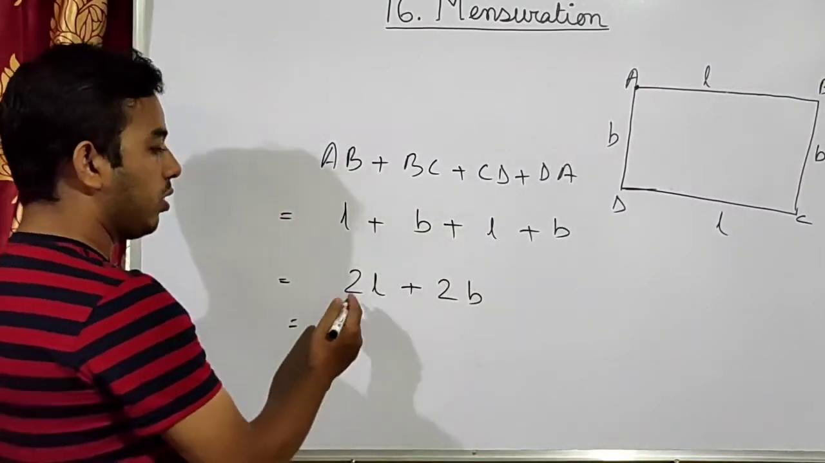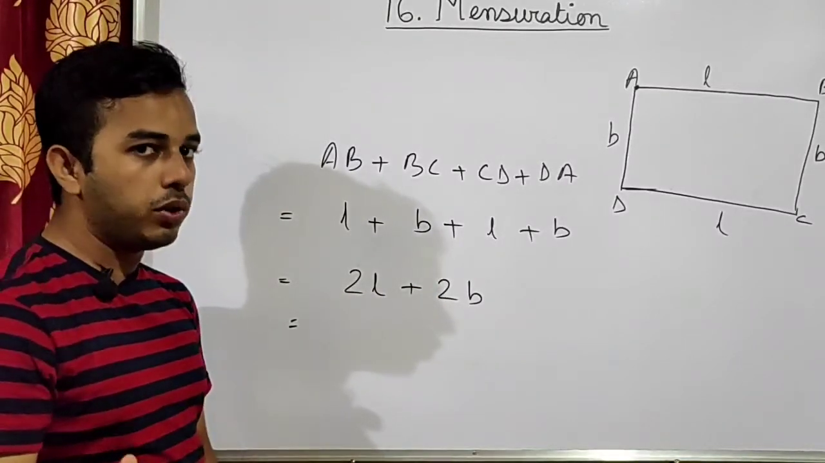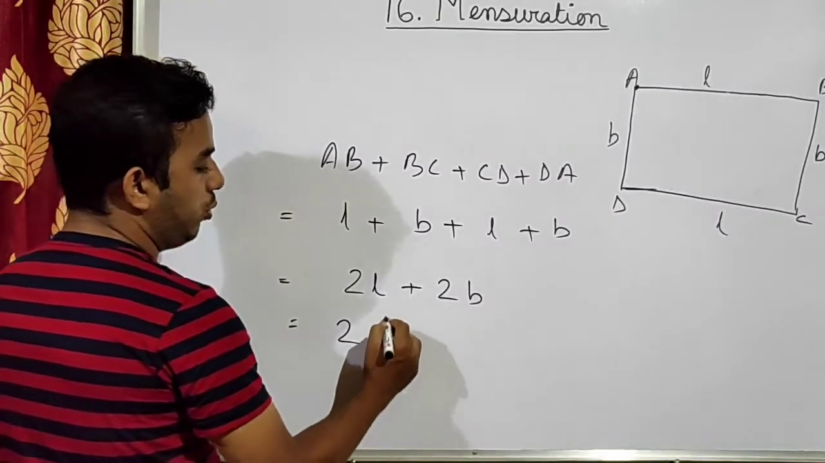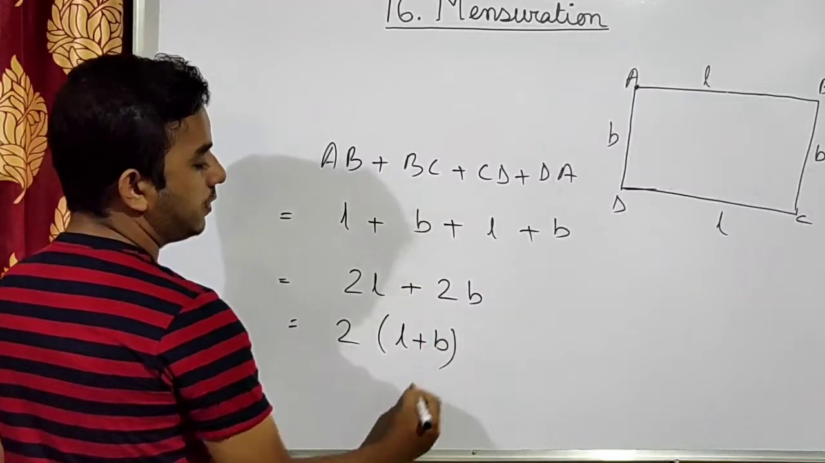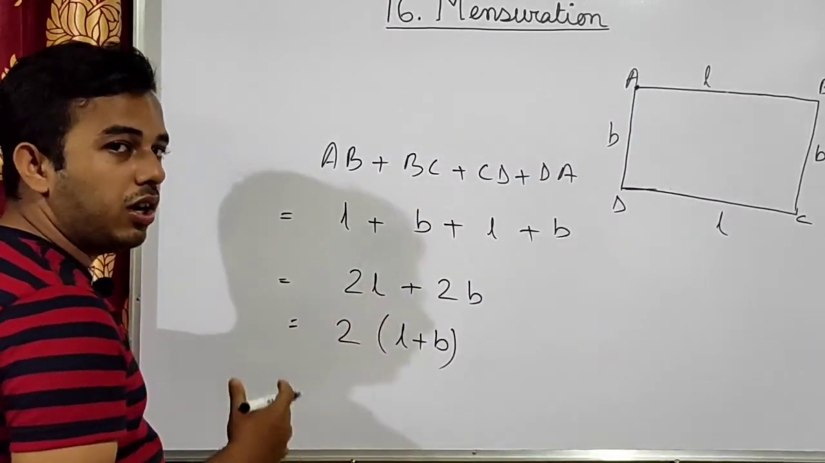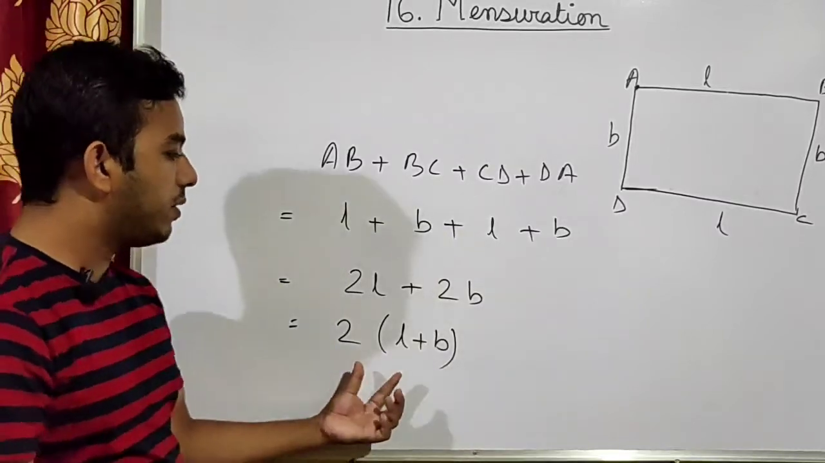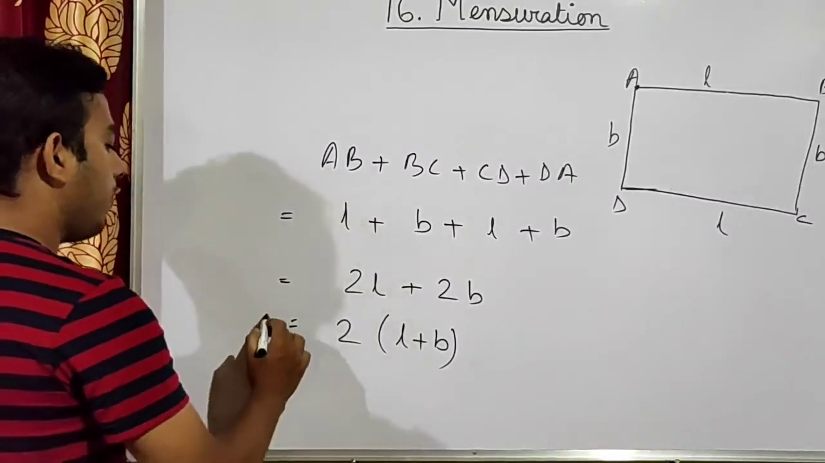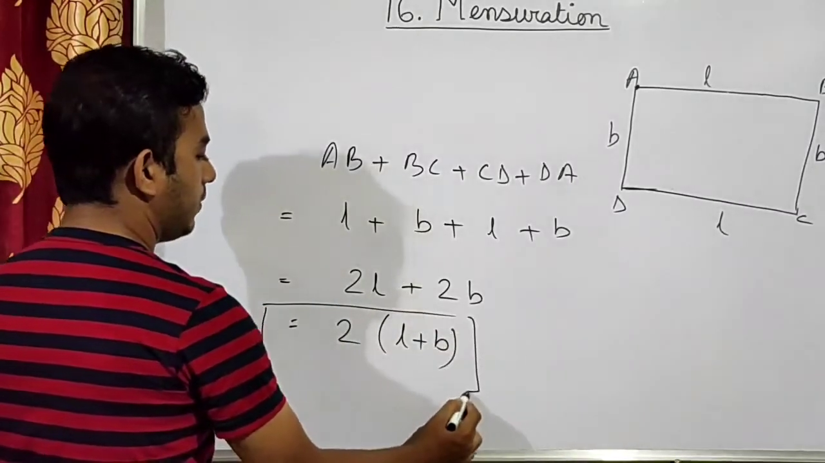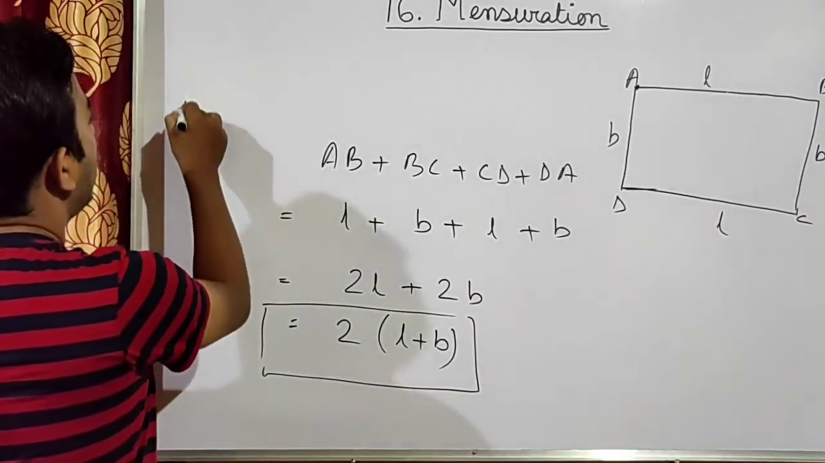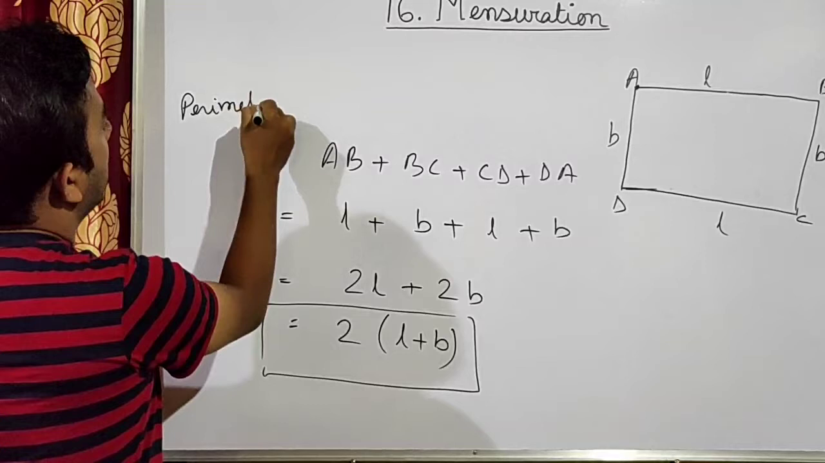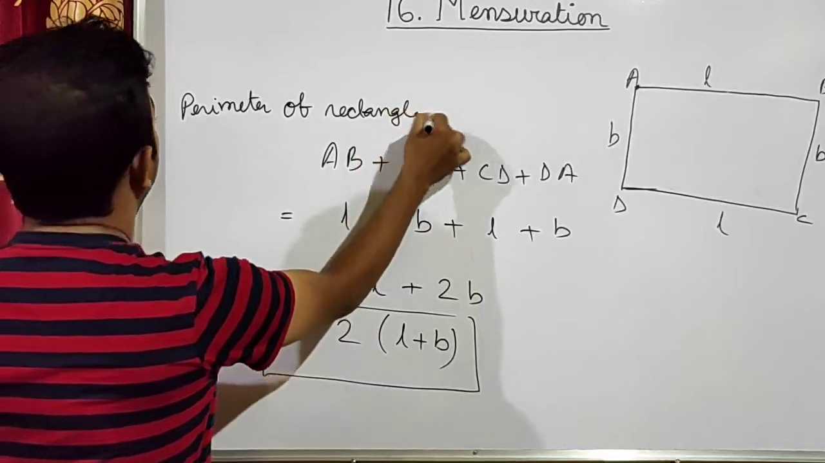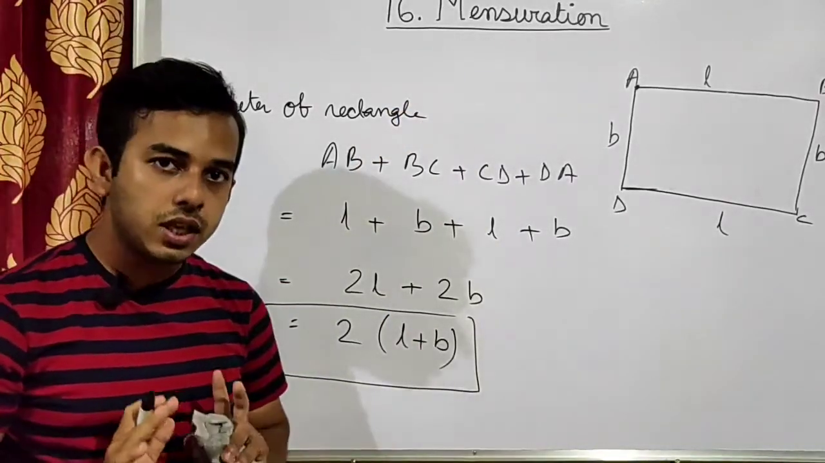Now can we take something common? Which thing is common here? Look, 2 and 2. In both L and B we have 2, right? So we will take 2 common. If we take common 2, it will be 2 times L plus B. Can we simplify it further? No, this is the simplest form. So this is our required formula for finding the perimeter of a rectangle. You can write here: perimeter of rectangle. I hope this is clear to you.